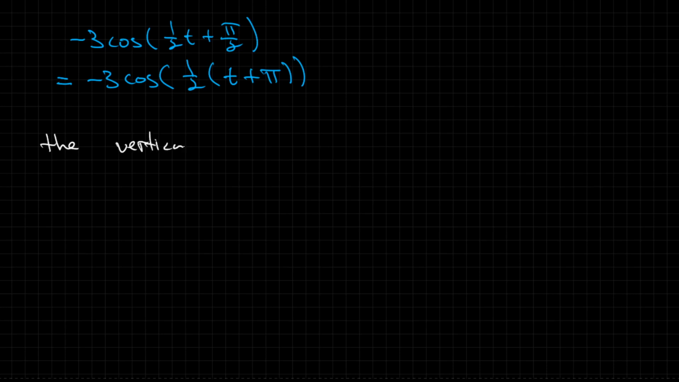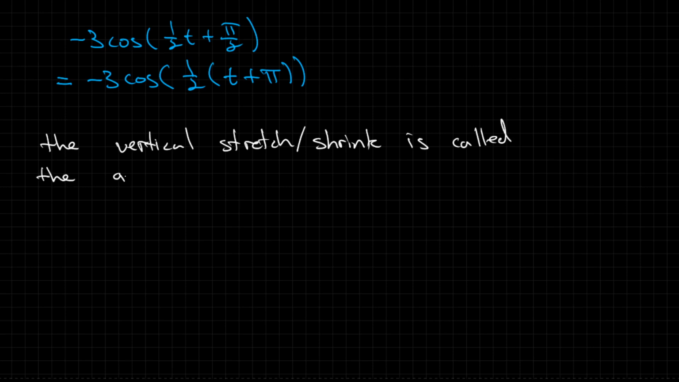vertical stretch / shrink is called the amplitude. So it's called the amplitude. And so in this case, the amplitude is going to be 3. You do not include the negative when you talk about the amplitude. So the amplitude for this particular graph is equal to 3.